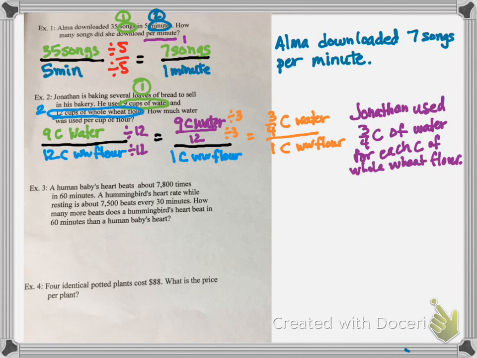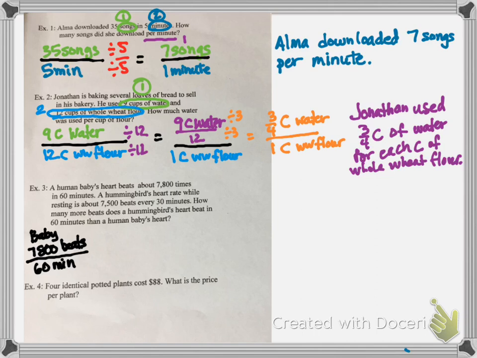Comparing a baby to a hummingbird. So a human baby's heart beats about 7,800 times in 60 minutes. A hummingbird's heart rate while resting is about 7,500 beats every 30 minutes. How many more beats does a hummingbird's heart beat in 60 minutes than a human baby's heart? Okay, so we've got a baby, and he's 7,800 beats per 60 minutes.